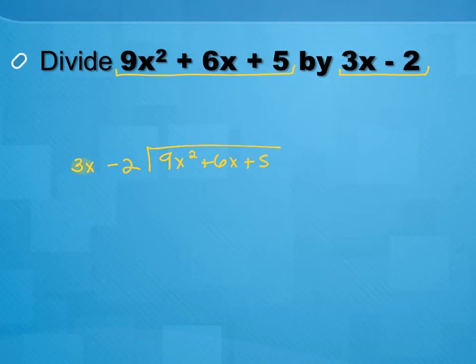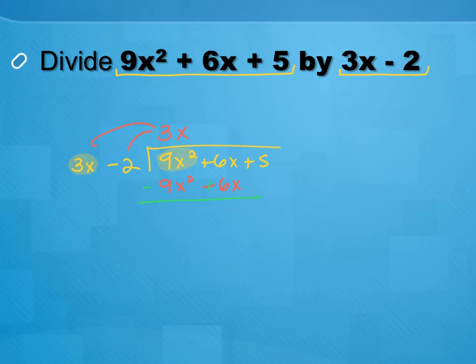Then I say first into first. So what do I have to multiply 3x by to get it to 9x squared? Good, 3x. And then that's going to get multiplied by both terms on the outside. So 3x times 3x is 9x squared. 3x times 2 is negative 6x. Then I'm going to change my signs and add.